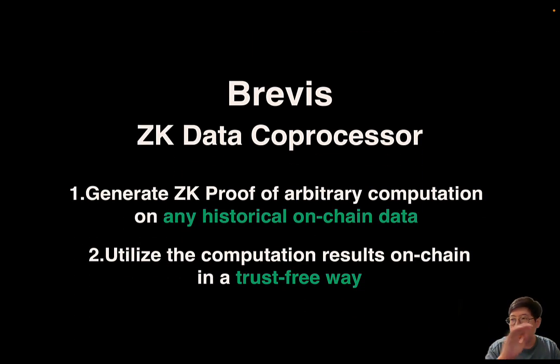So, we were talking about complex and data-heavy computation. What exactly is the computation we target initially? Well, right now, Brevis's flagship product is a ZK data coprocessor that enables smart contracts to generate ZK proof of arbitrary computation on any historical on-chain data, such as states, transactions, and events, and allows the smart contracts to utilize these computation results on-chain in a fully trust-free way, as if the computation is done on the blockchain directly.